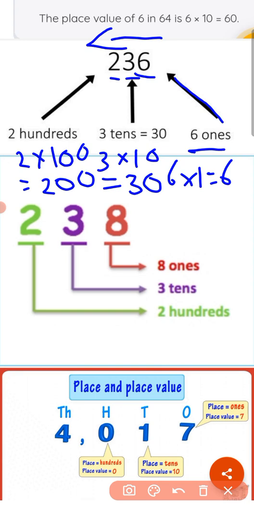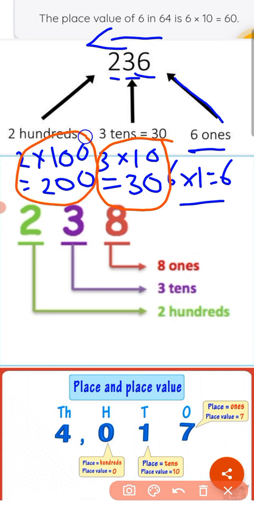Since 6 is in the ones place, multiply by 1. So 6 into 1 is equal to 6. 3 is in tens place, multiply by 10. So 3 into 10, 30. 2 is in hundreds place, multiply by 100. So 2 into 100, 200. Okay, these are the place values of 2, 3 and 6 in the given number 236.